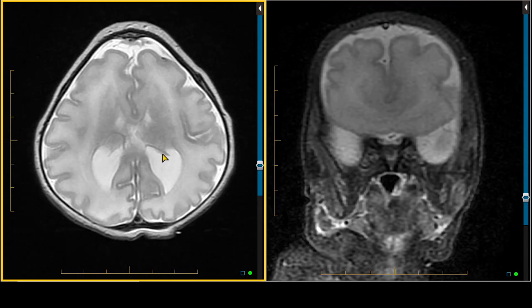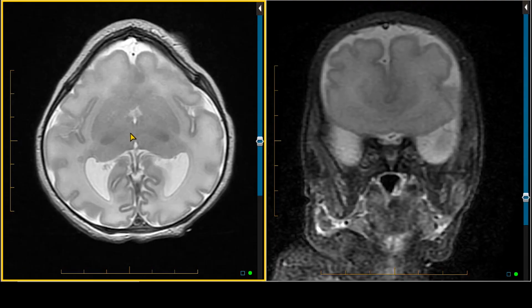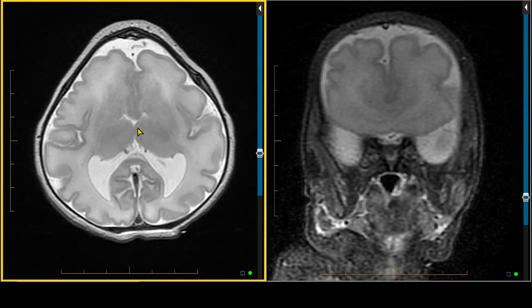We also have a slightly dysmorphic ventricular system, but much less so than in the case of semilobar holoprosencephaly that we saw, and much closer to normal than the case of alobar holoprosencephaly which we saw. There's some fusion of the thalami, but the thalami are otherwise separately formed. This almost looks like a large massa intermedia. So this patient has a very mild holoprosencephaly spectrum disorder.